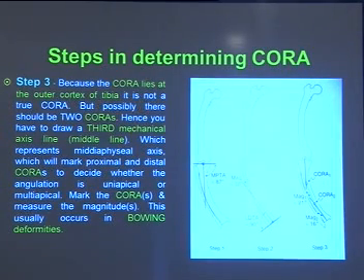So step 3, because the CORA lies at the outer cortex of the tibia, in this particular case, if you see here, this CORA lies at the outer cortex of the tibia. It is not a true CORA, but possibly there should be two CORAs. Hence, you have to draw a third mechanical axis line, the middle line, which represents the mid-diaphyseal axis.